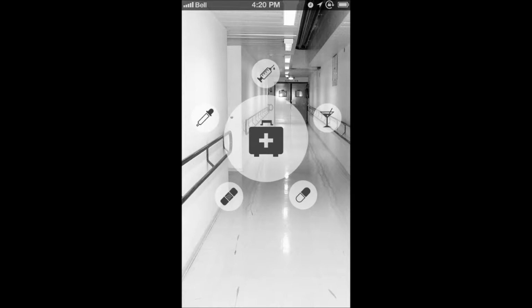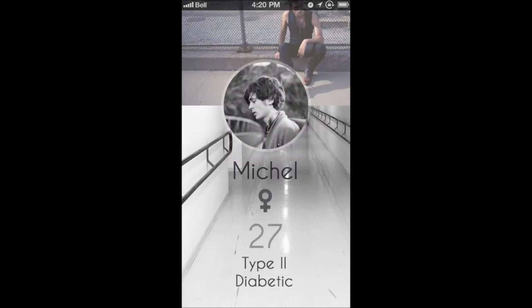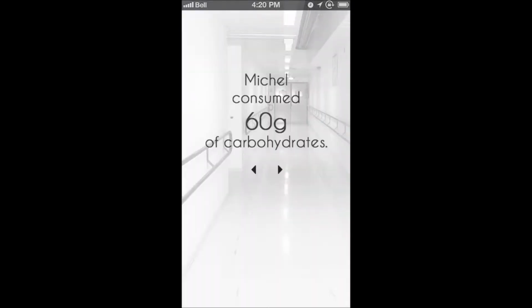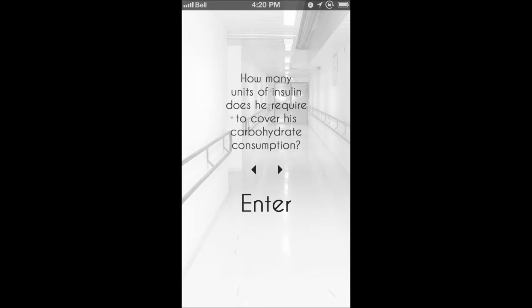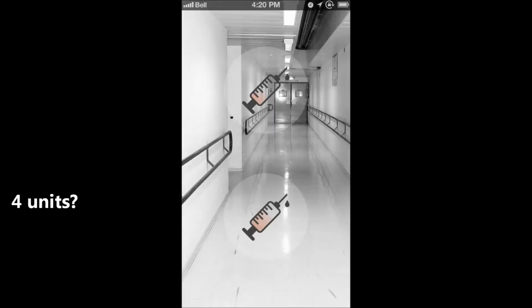Now, let's see what happens if you enter an incorrect answer to the question given. We'll go through a series of slides again to get to the question. Now, instead of 6 units of insulin, you enter 4 units of insulin, an incorrect answer.